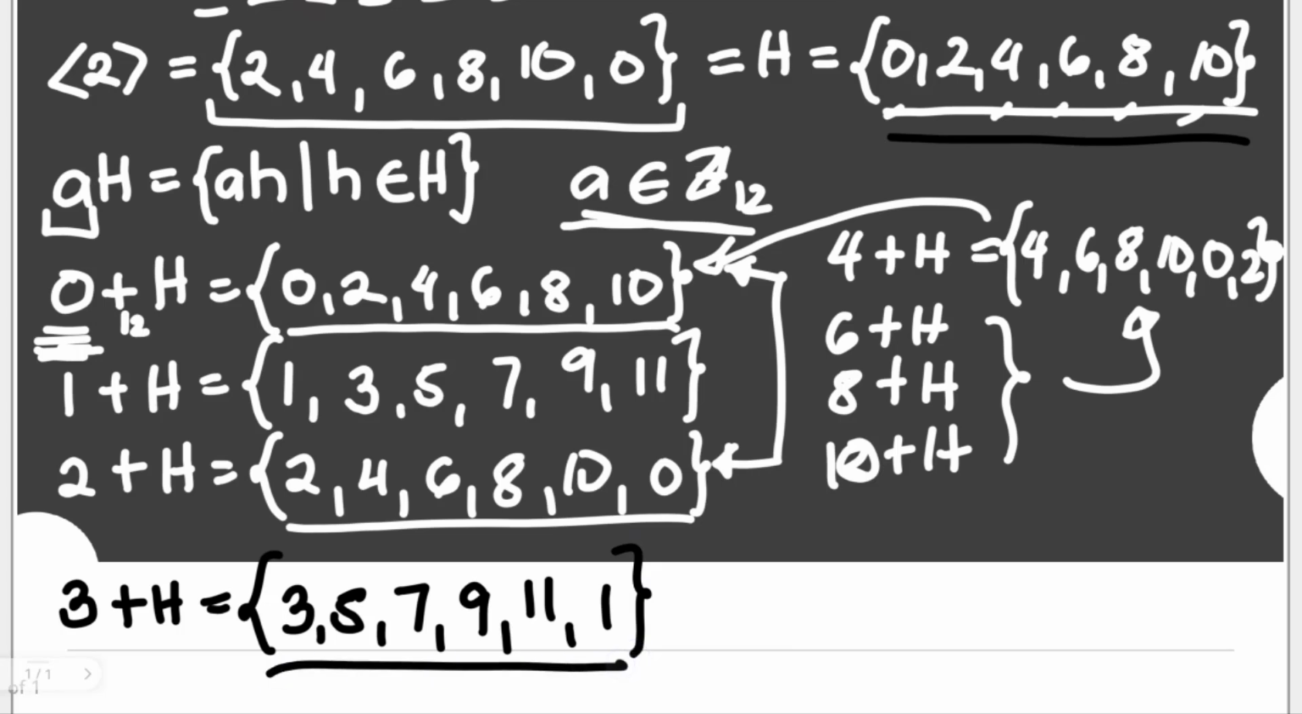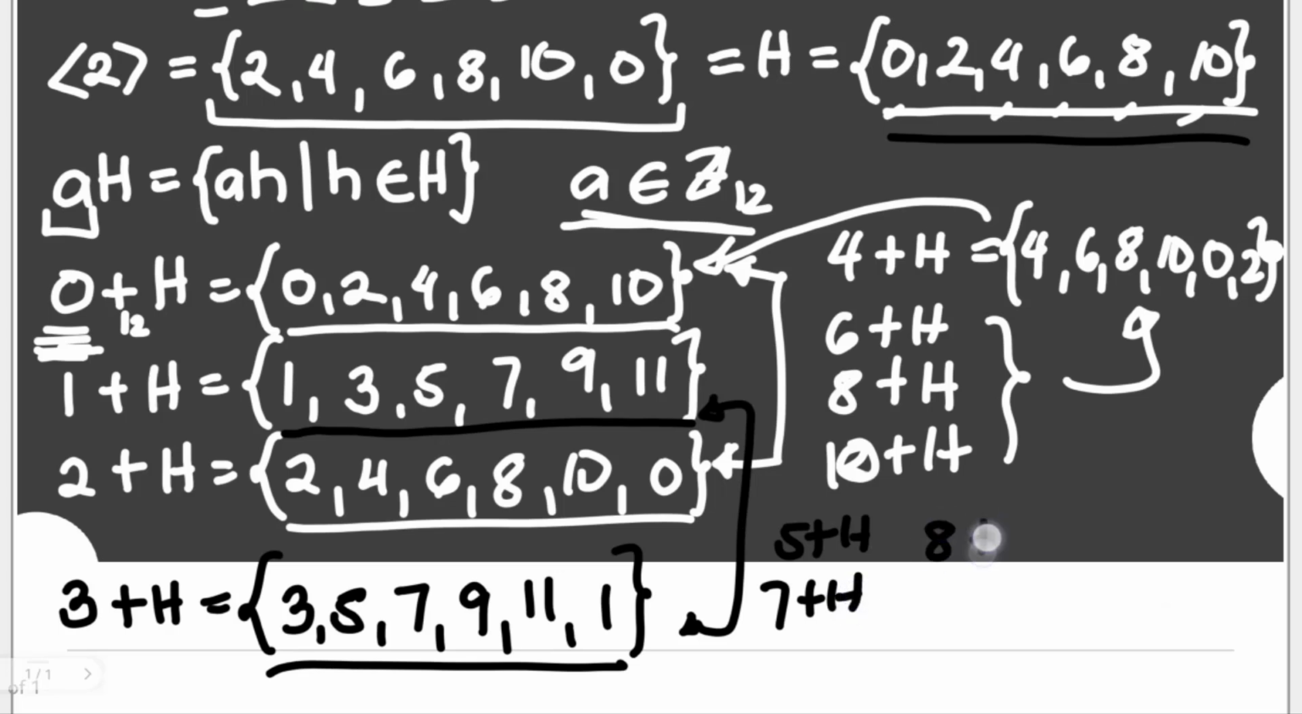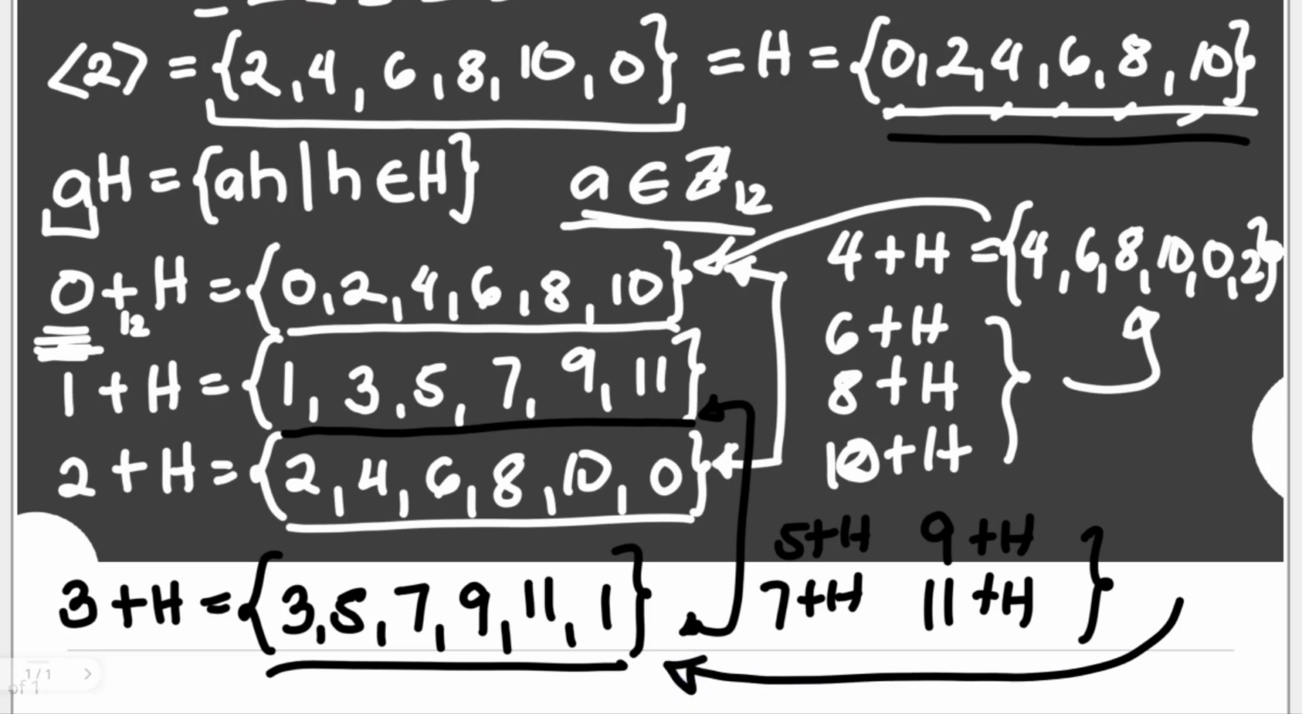Notice that this is also the same as 1 plus H earlier. This would mean that they are just of the same results. This is also true, and you might want to verify this. 5 plus H, 7 plus H, 9 plus H, and 11 plus H. All of this will just give you the same result here.